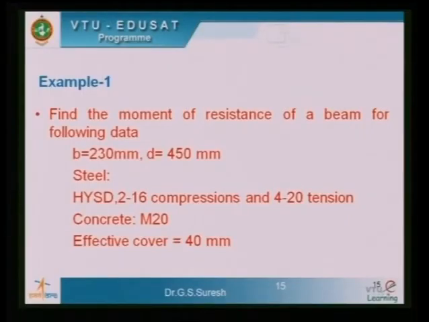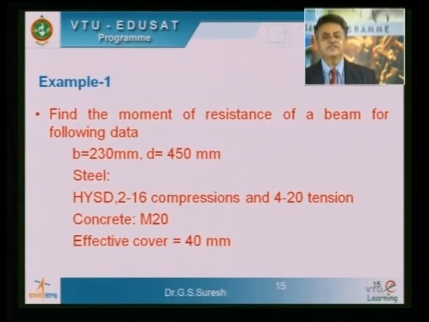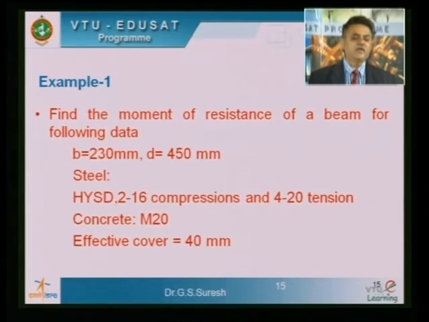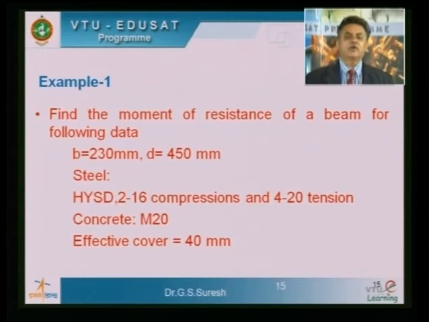Let us try to understand the concept through a few numerical problems. This generally appears in most of the question papers, so I have taken one such problem here. The problem reads like this. Find the moment of resistance of a beam for the following data. b equal to 230 mm, d equal to 450. d means here the effective depth, that is the distance from the center of the steel in the tension zone to the extreme concrete fiber.